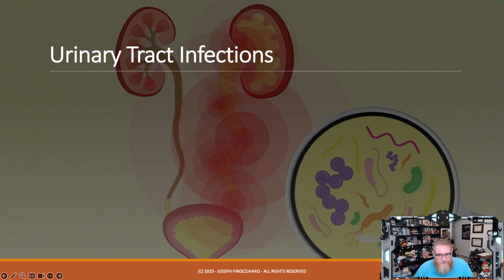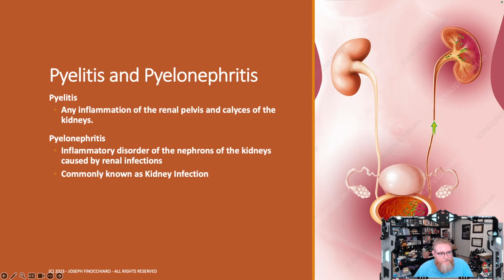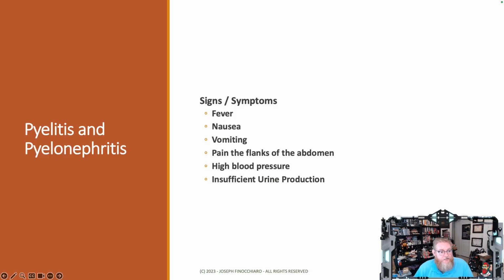Urinary tract infections, or UTIs. First up, we have pyelitis and pyelonephritis. So, pyelitis is any inflammation of the renal pelvis and calyces of the kidneys. Pyelonephritis is an inflammatory disorder of the nephrons of the kidneys caused by renal infections. So, pyelonephritis is commonly referred to as a kidney infection. Signs and symptoms of pyelitis and pyelonephritis are fever, nausea, vomiting, pain in the flanks of the abdomen, high blood pressure, and insufficient urine production.